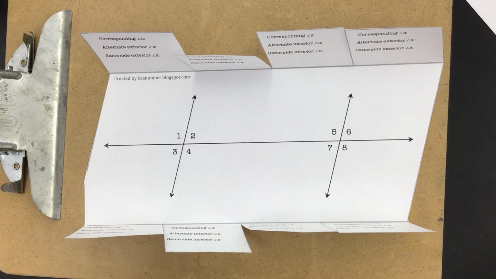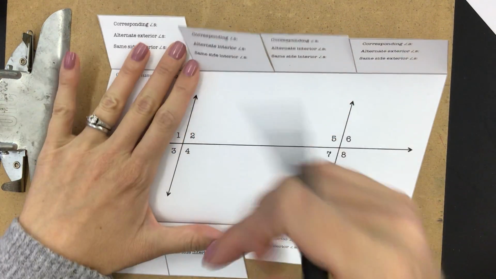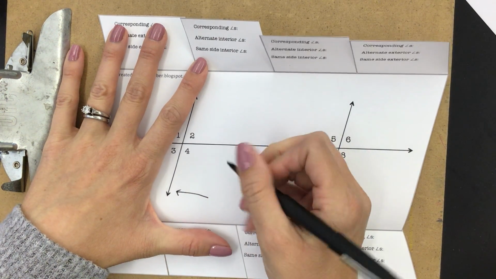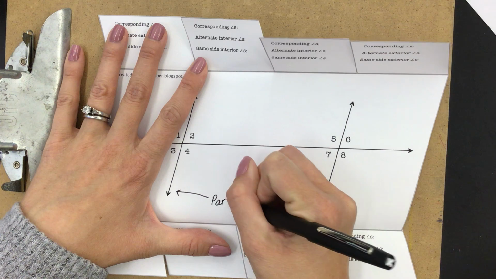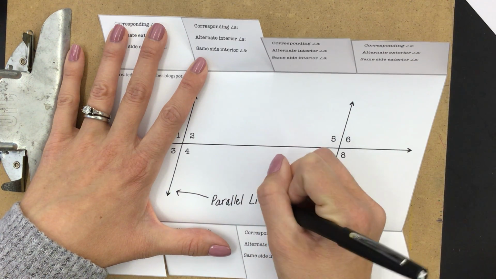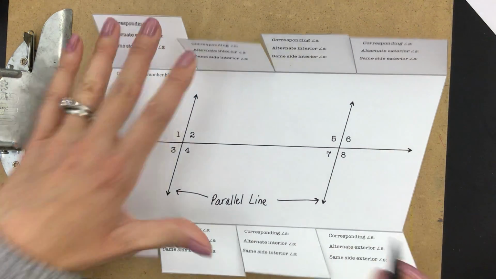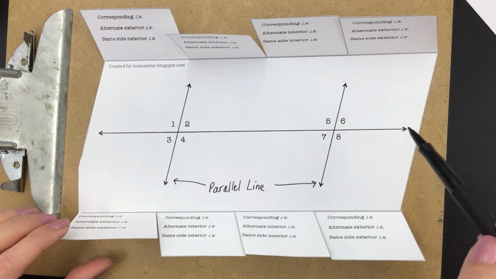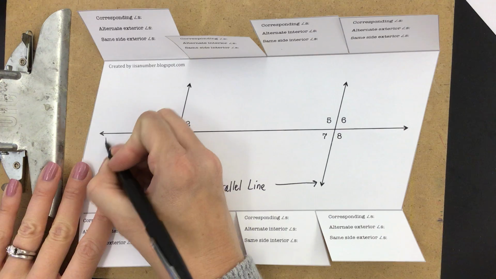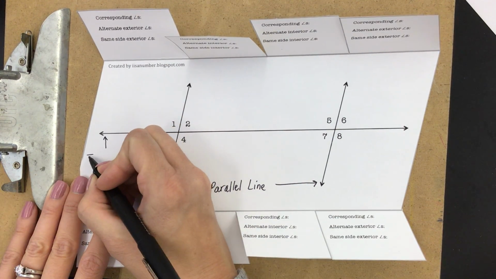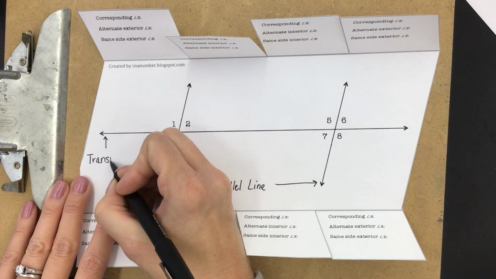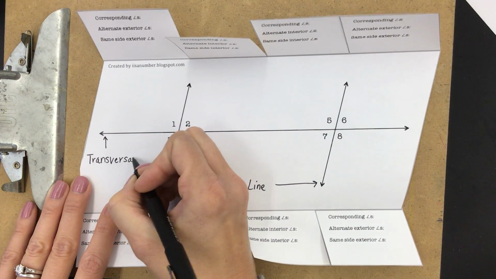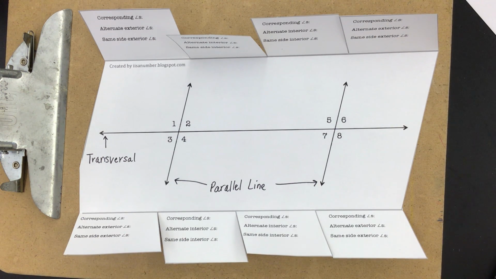Well, let's first start by naming everything. You guys already know that these are parallel lines, but I'm gonna go ahead and label them. Now that line that is intersecting that set of parallel lines has a name. It is called the transversal. Okay.